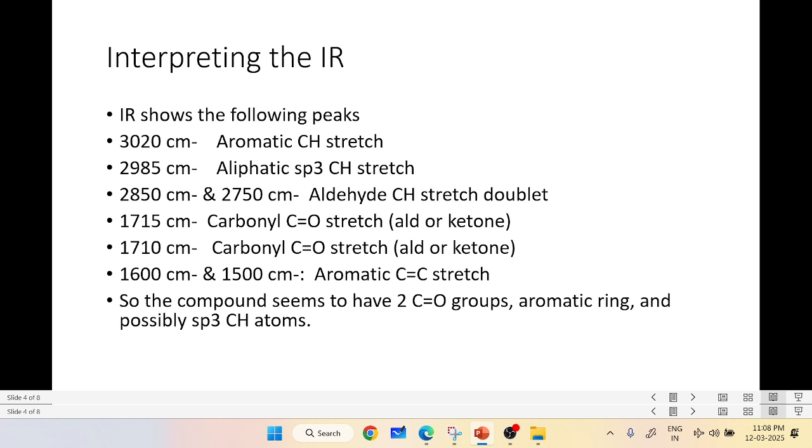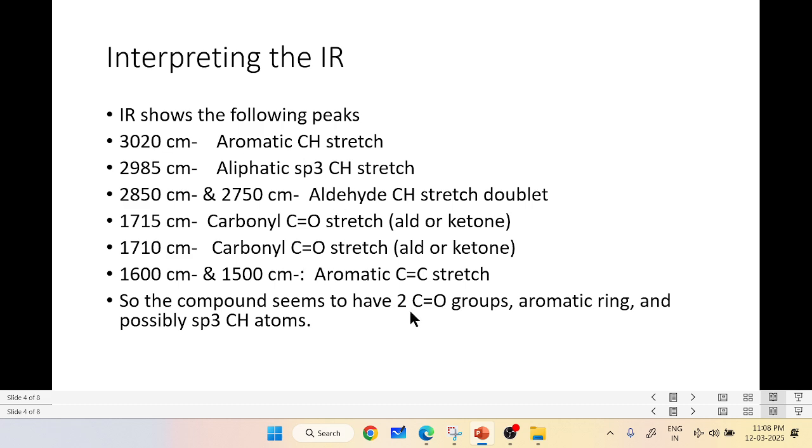We also get two carbonyl peaks at 1715 and 1710 centimeter inverse. There could be two aldehydes or two ketones, or it could be a combination of an aldehyde and a ketone, which the NMR will reveal to us. We also see peaks at 1600 and 1500 centimeter inverse, which are very likely the aromatic C double bond C stretch. Why is that? Because we see the aromatic CH stretch here at 3020.